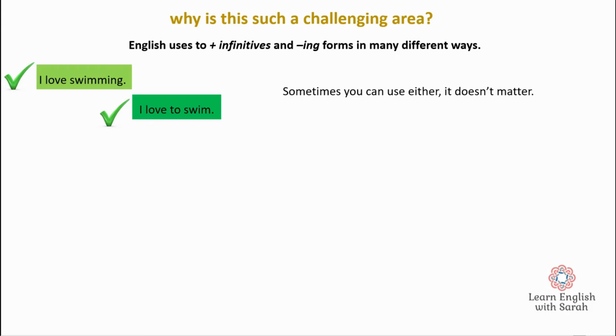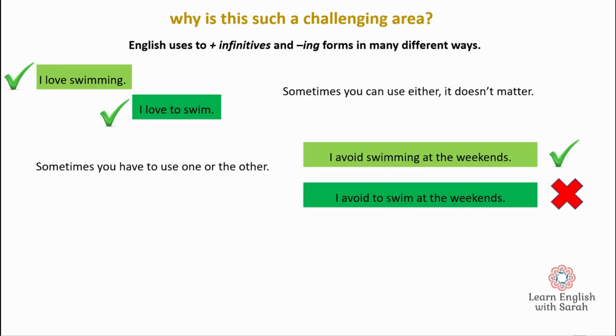Both are equally acceptable. Sometimes you have to choose one or the other because one is okay and one is not okay. So I avoid swimming at the weekends. Great sentence. I avoid to swim at the weekends. Or you just can't say that. It's not possible.